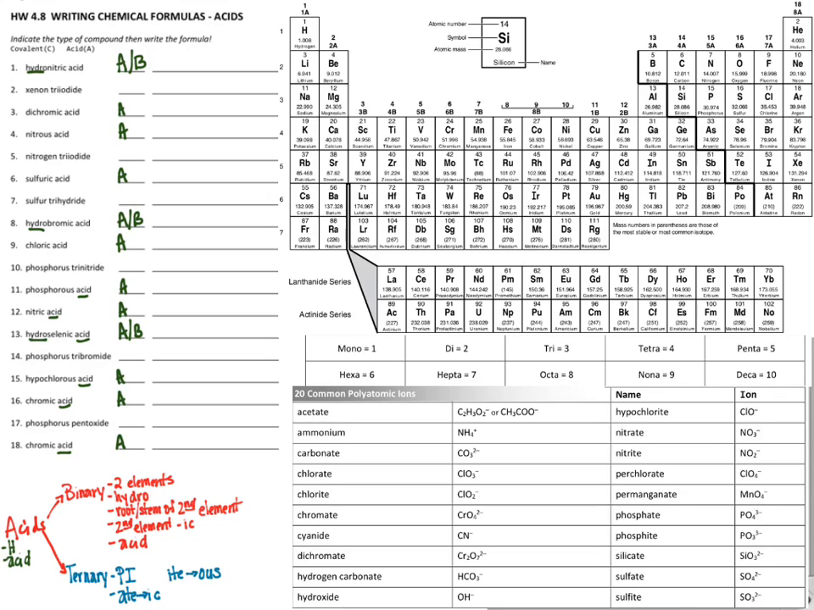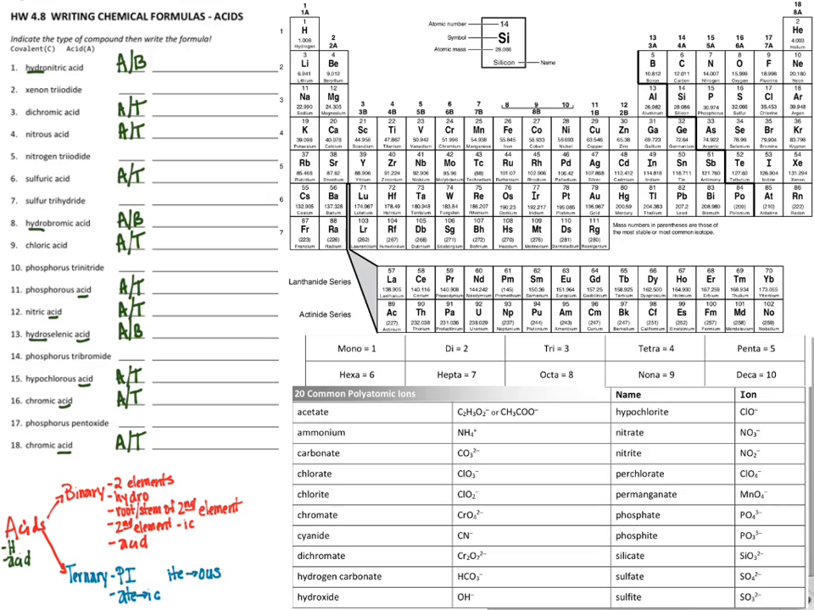So automatically, we look at the rest. Here we have dichromic acid, that's ternary. Nitrous is ternary. Sulfuric, ternary. Chloric is ternary. Phosphorus, ternary. Nitric, ternary. Hypochlorous, chromic. Oh, and chromic acid's on there twice.